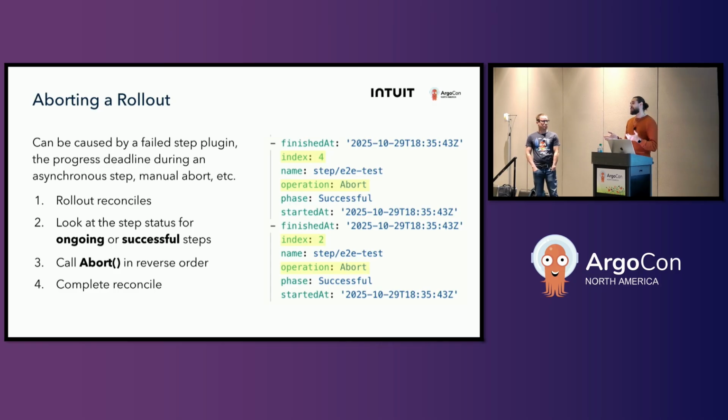So let's say we trigger a job in Jenkins, and that job is running, and someone manually aborts the rollout. That gives a chance to cancel that job because it's not needed anymore.